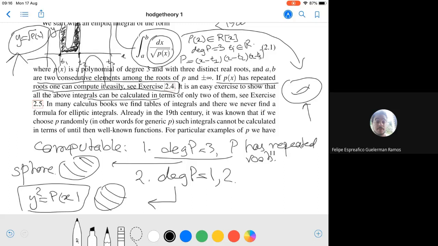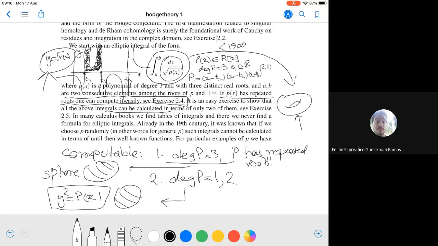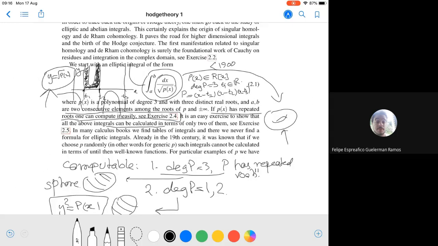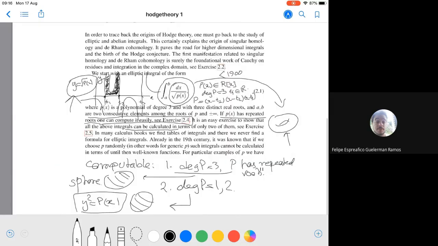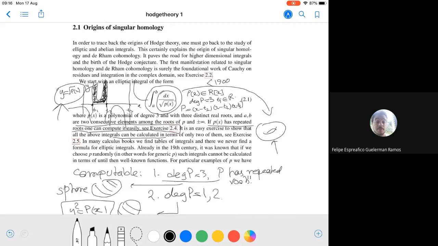Okay, so let me, maybe any question? Okay, let me go a little bit further. Suddenly I started to talk about spheres and torus, but let's explain a little bit more what is going on.